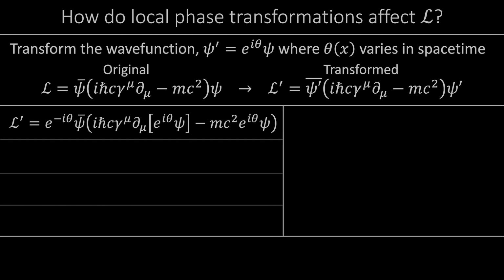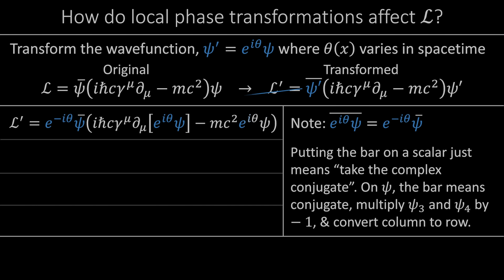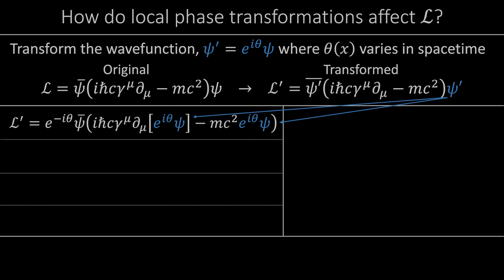Okay, so to evaluate the transformed Lagrangian, we're going to substitute the transformed psi prime with e to the i theta psi. Now first, if we look at the psi bar term, what we can do is pull the complex scalar e to the i theta out of the bar by recognizing that when you take the Dirac adjoint of something, you can pull out a scalar by taking its complex conjugate, and the complex conjugate of e to the i theta is e to the negative i theta. Then, for the psi prime on the right side of the equation, we're going to distribute that through to the left, so we're going to let the four-gradient act on e to the i theta psi, and we're going to have that mass term mc squared times e to the i theta psi.